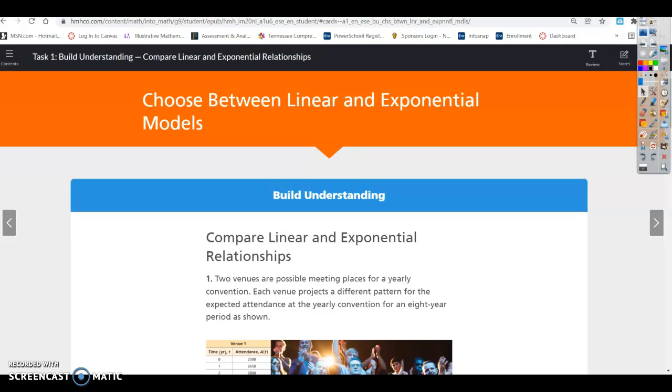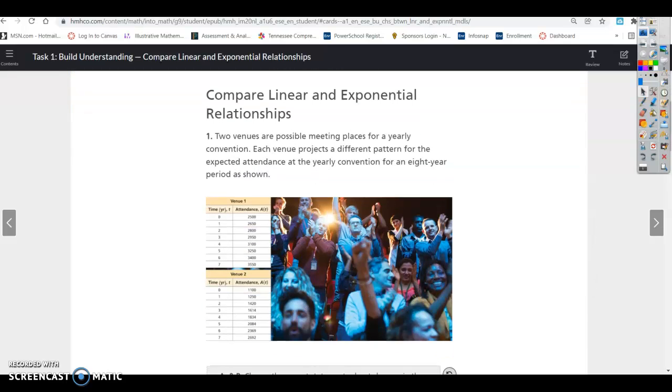Alright guys, today we're going to be looking at lesson 13.2 and we're going to choose between linear and exponential models. So remember, linear is a straight line and exponential grows or decreases at an exponential rate. Alright, so let's start with task 1. Compare linear and exponential relationships.